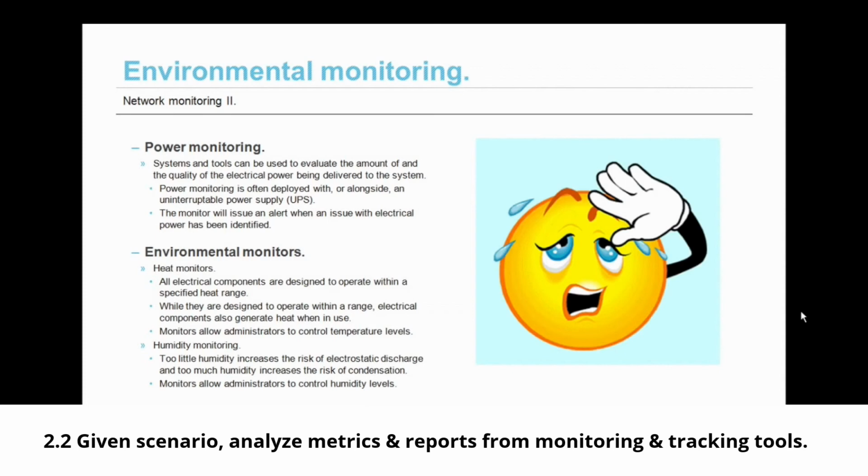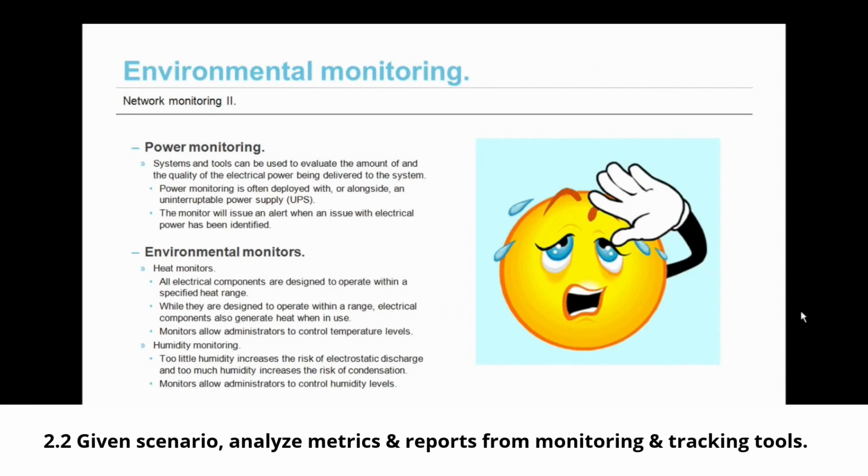All electrical components are designed to operate within a specific heat range. Not only are they designed to operate within that heat range, but all electrical equipment will generate some heat while they're in operation. And the harder that equipment works, the more heat they will generate. This is where heat monitors come into play. The heat monitor allows an administrator to control the temperature levels before they become an issue.